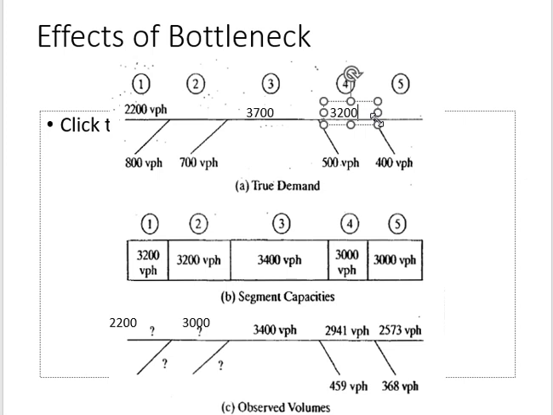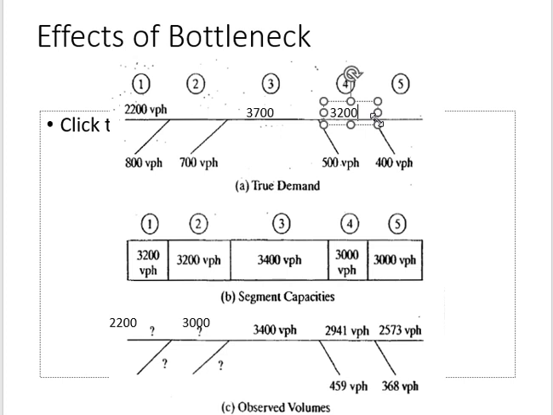So out of this 3,700, 300 are still stuck. So this one cannot be 500, right? It would have been 500 if you allowed 3,700 from segment 3. But we are not allowing it. So some of this 500 will reduce. How much? It has a proportional effect. What do I mean? You have to see what proportion of the actual demand you are allowing in segment 3, and the remaining segments will reduce by the same proportion.